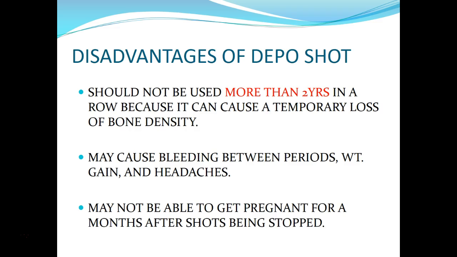And oftentimes people will go on it, gain their weight, and then not come back for the 3-month follow-up shot because they've gained weight. And if that's the case, we need to contact those individuals so that we can get them on some other form of birth control if they are still planning to not conceive. Also, with the Depo shot, you may not be able to get pregnant for several months after you stop the shot because your body kind of has to normalize its hormones.